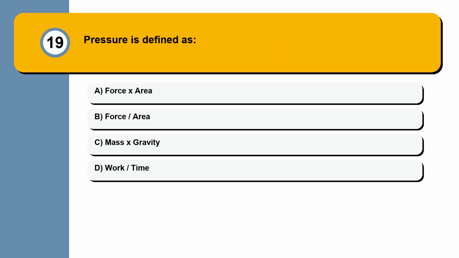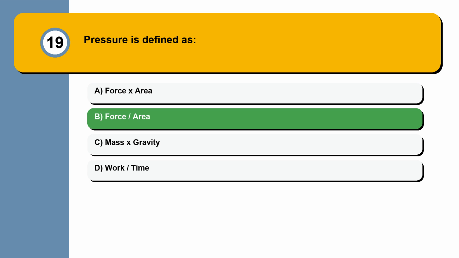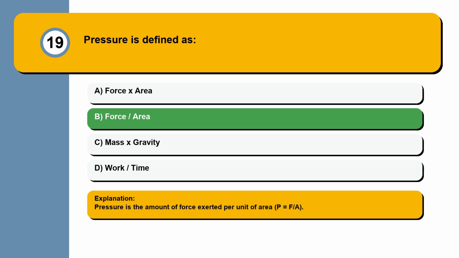Question 19. Pressure is defined as force x area, force/area, mass x gravity, work/time. Pressure is the amount of force exerted per unit of area, P equals F/A.